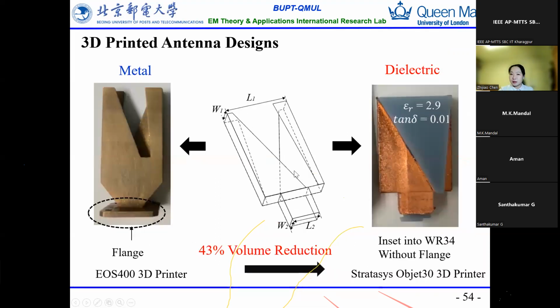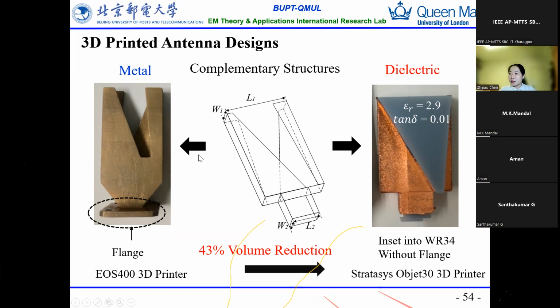And here are the slots cut on the waveguide to achieve the antipodal slot antenna, horn antenna. By using metal 3D printing, the structure is like this. And we can design a complementary structure with the dielectric, that means with a dielectric loaded material like this.